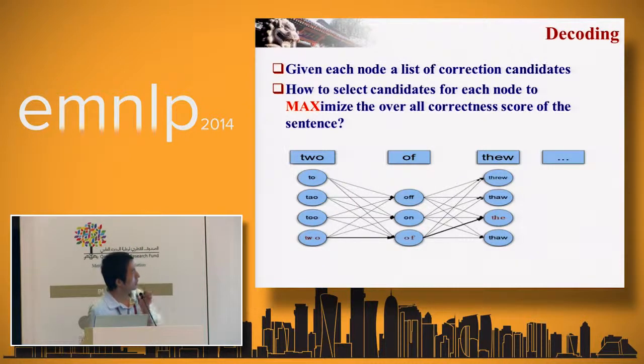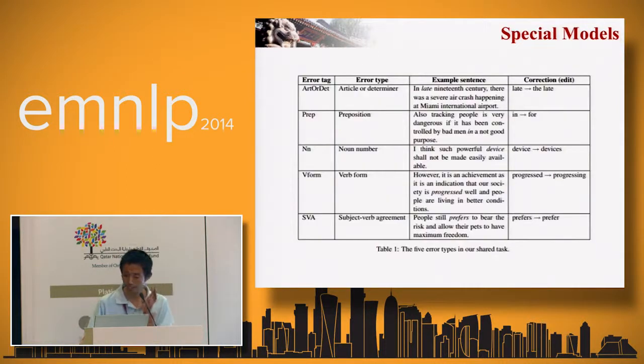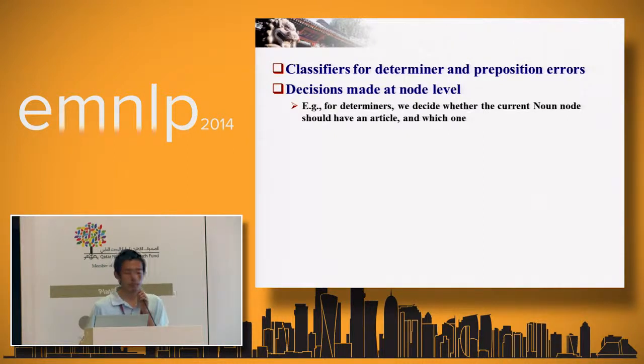The method we use is also on the dependency tree. We build classifiers for the determiner and preposition errors as the special model, and the decisions are made at the node level directly. For example, for the determiners, we decide whether the current node, if it is a noun, should have an article, and if so, which one it is. If the noun node already has an article and the prediction is that it should have another article, then this means you should correct the original article to another.